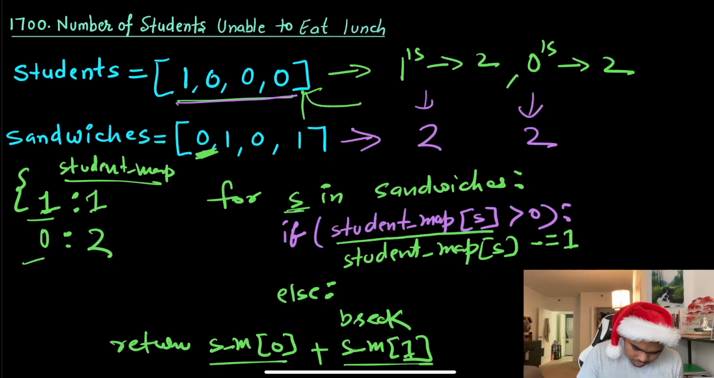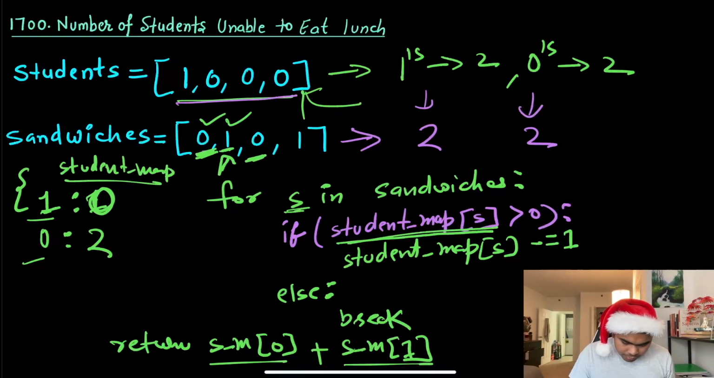To 2. Move to the next guy. That's 1. Now in my student map there is 1, so this will become 0. These two guys are done. Then I have 0 again. Then I will come right here, and then I see, yes, I do have a student that has the 0th count still greater than 0.